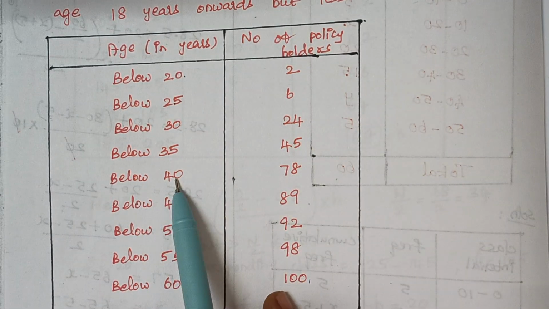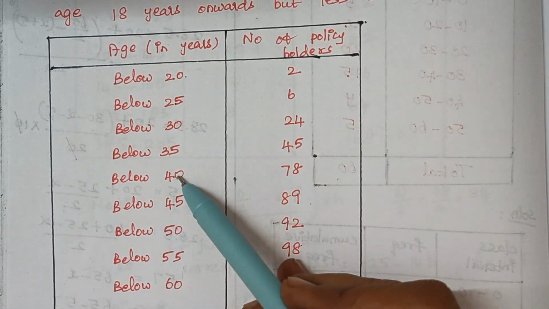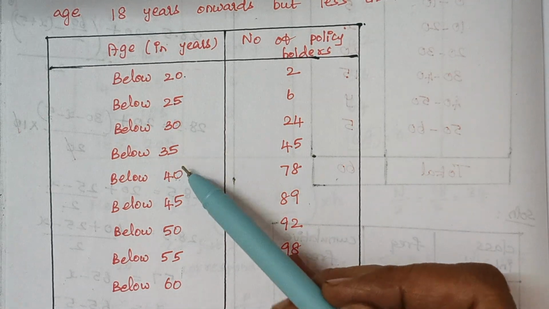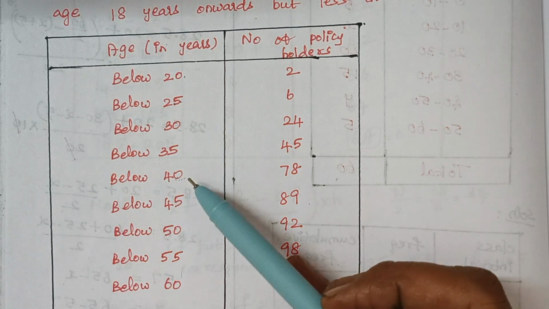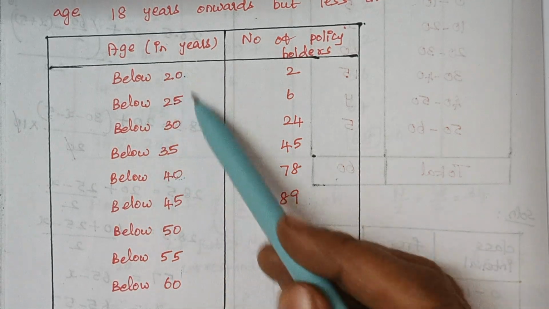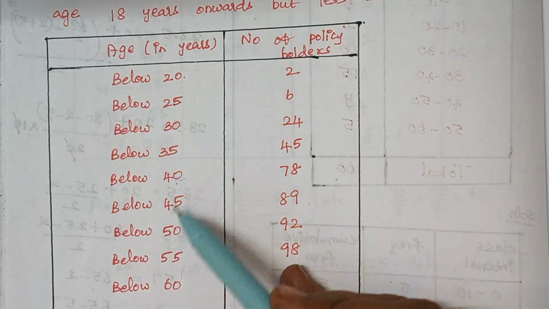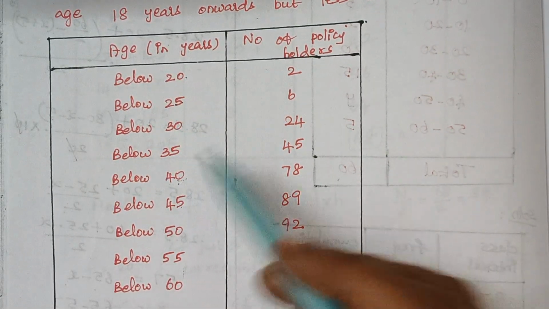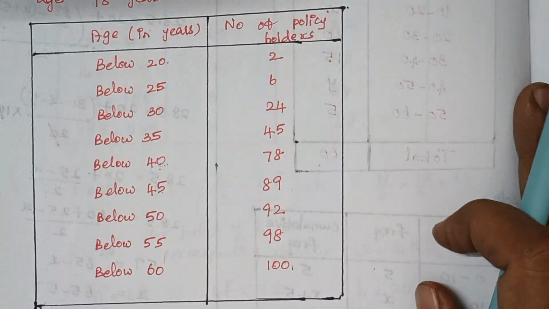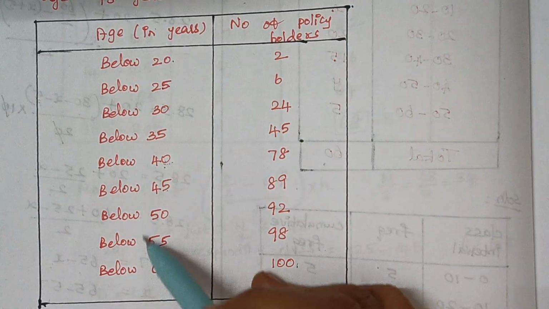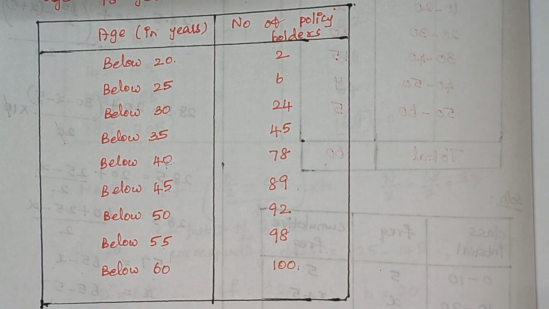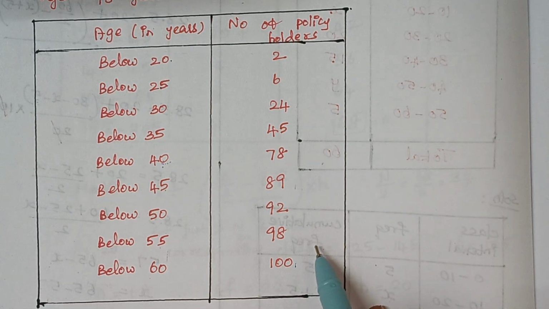Similarly, below 40 means 35 also less than 40, 30 also less than 40, so below 40 indirectly holds all these data within it. Similarly, if it is 45, it holds all the data of these. Below 60 includes all the data held by these values, right? So here we are provided with cumulative frequency.